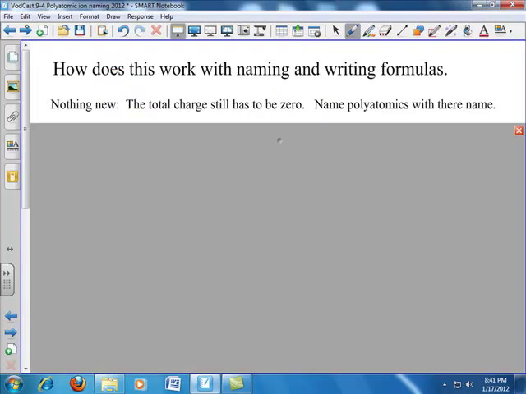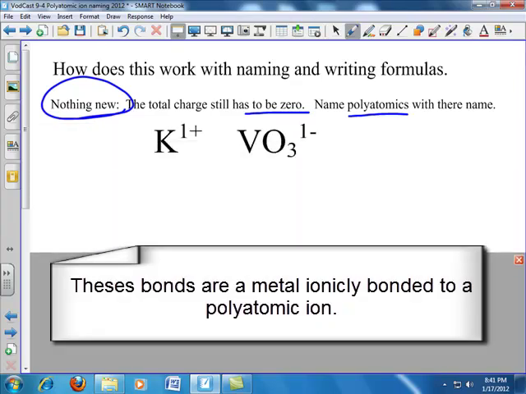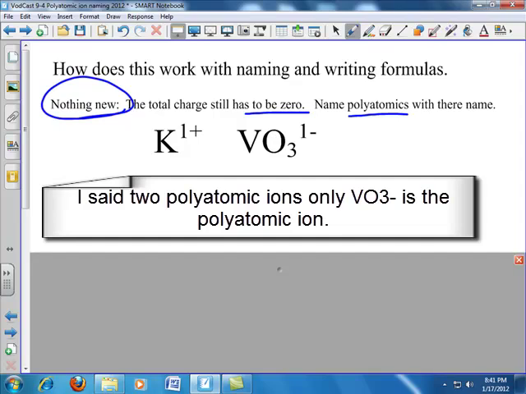So how does all this work then with naming and writing formulas? First of all, there's nothing new. The total charge of the compound still has to be 0, and you just name the polyatomic ions with their name. So nothing real special. So here I have 2 polyatomic ions. The first thing I need to do is write the correct formula.